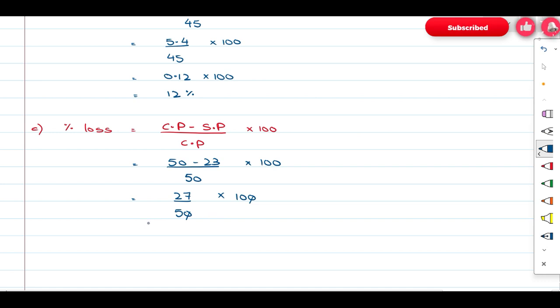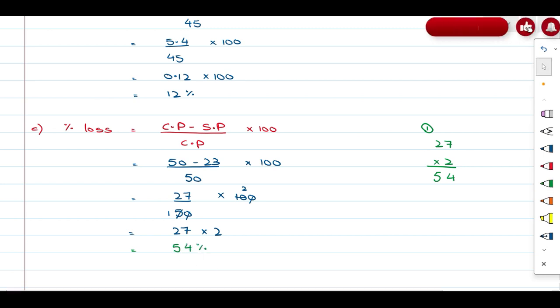0 goes with this 0. 5 times 1 is 5, 5 times 2 is 10, and 27 times by 2, this much percent, okay? Let me do 27 times by 2. 2 times 7 is 14, 1 and 4. 2 times 2 is 4 and 5. So this is 54%, the percentage loss for part C.